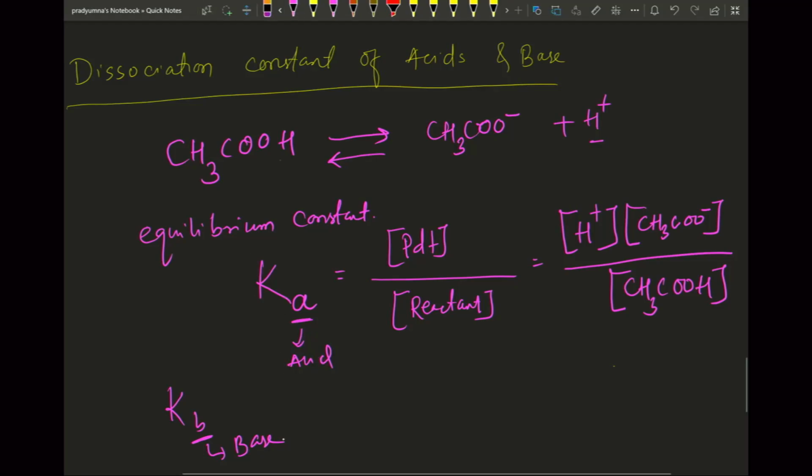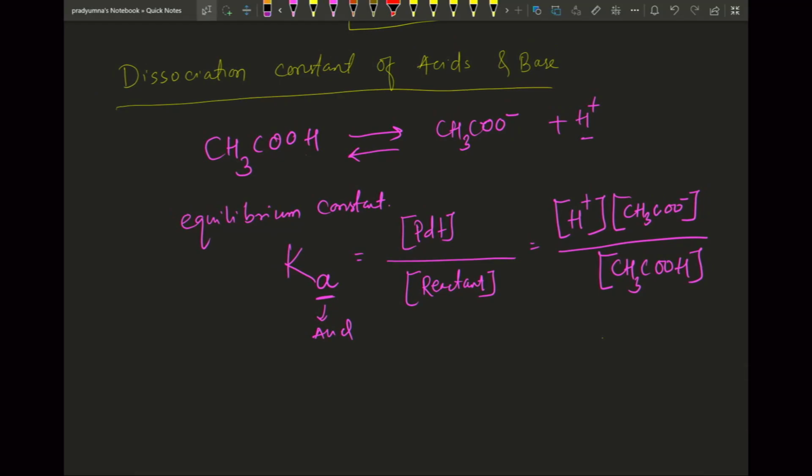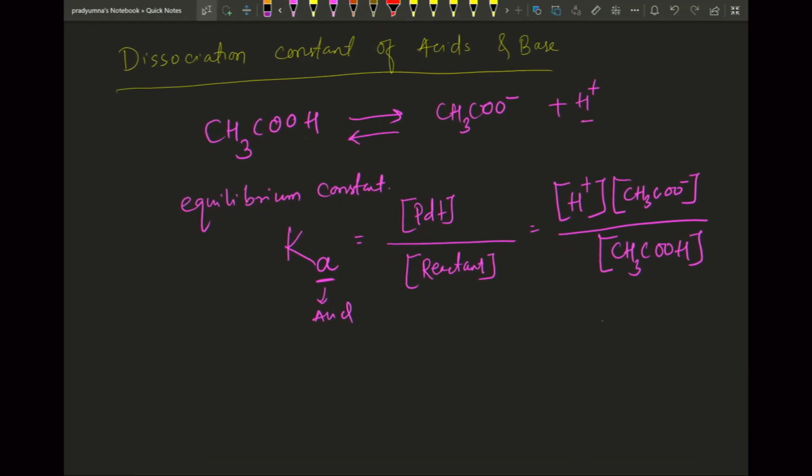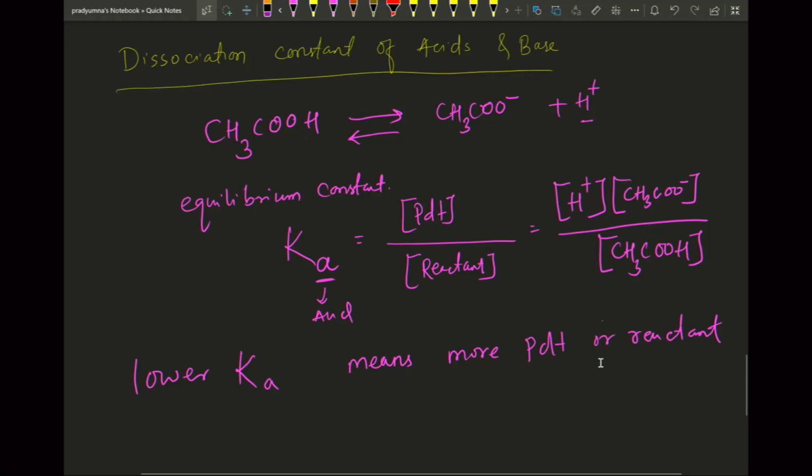Okay, let's do a quick recap from your previous concept. You can pause the video when I ask the questions, try to answer, and see if you match. Lower Ka means more product or more reactant? What is the Ka? Ka is the equilibrium constant for acids, or you can say the dissociation constant.